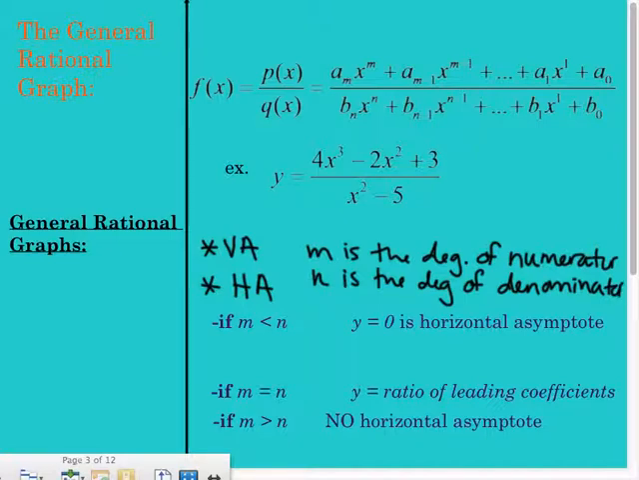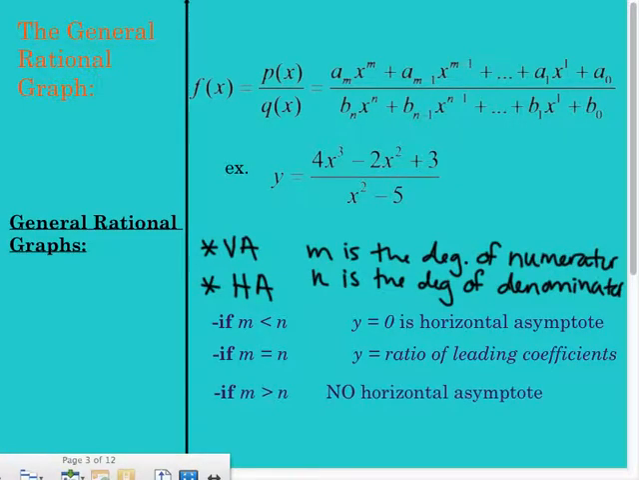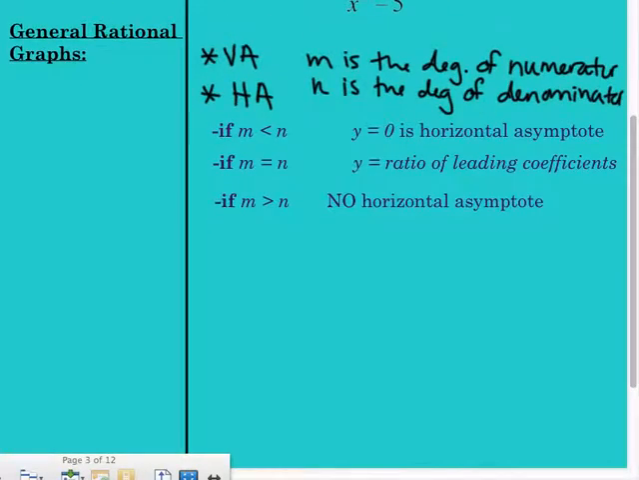So this first one says, if m is less than n, if the degree in the numerator is less than the degree in the denominator, your horizontal asymptote is y equals 0. If they're the same, this is what we learned on Tuesday, then it's the ratio of the leading coefficients. If the degree in the numerator is greater than the degree in the denominator, you do not have a horizontal asymptote. So you'll just say none. Now, if you don't have a horizontal asymptote, you have something else called a slant asymptote.